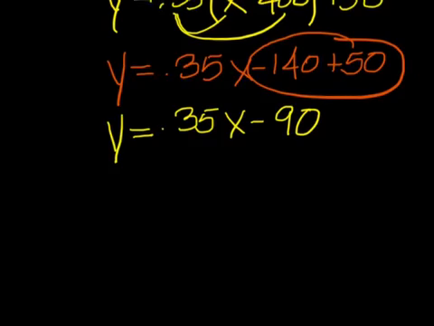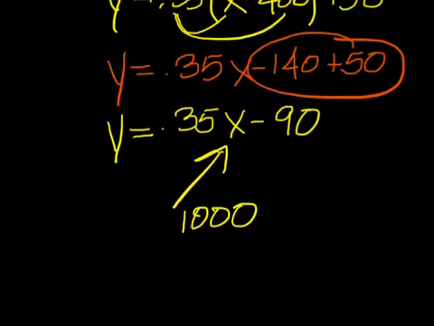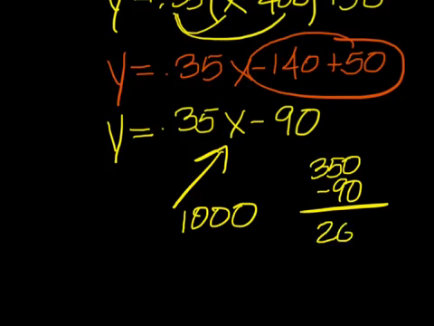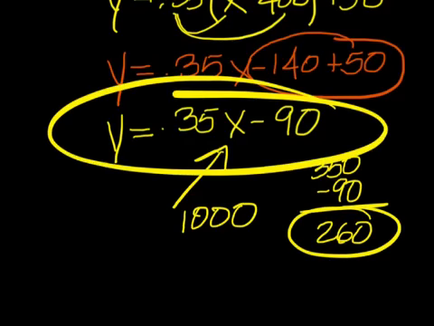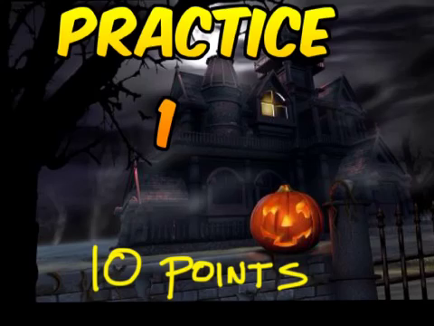Down here at the bottom, let's put in 1,000 right there. What's 1,000 times 0.35? 350. And then minus 90 from the equation there is what? Is that what we had up top? Yes, so it does work out. This is the equation you must use.